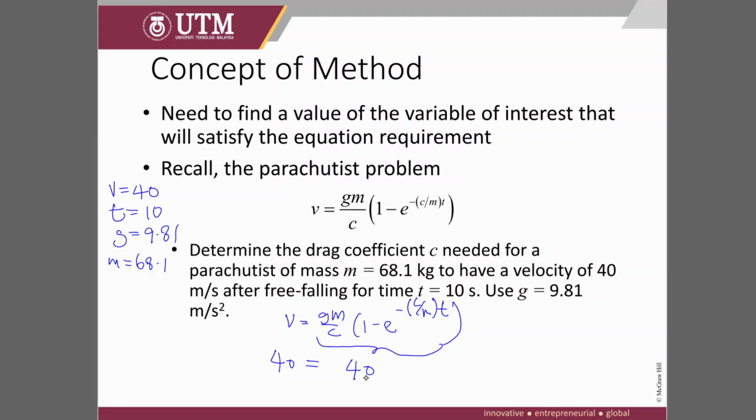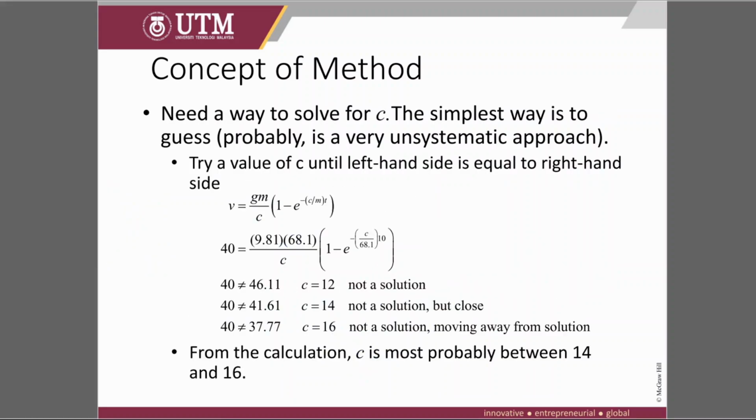So how to do this? To do this, the simplest way is to guess. Okay, just guess. But you know, guess is not a very systematic way. So we try a value of C until the left hand side is equal to the right hand side. Remember that this is 40, this must also equal to 40. When I put C equal to 12 in this equation, what I get is 46.11. So C equal to 12 is not a solution because the left hand side and the right hand side are not equal.